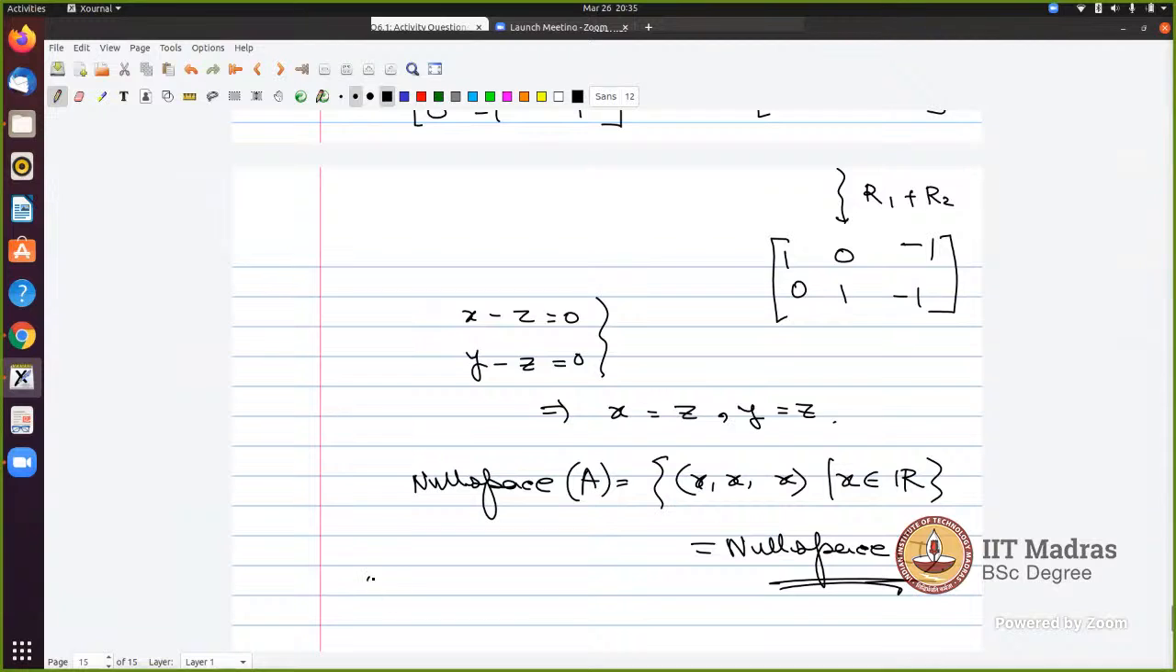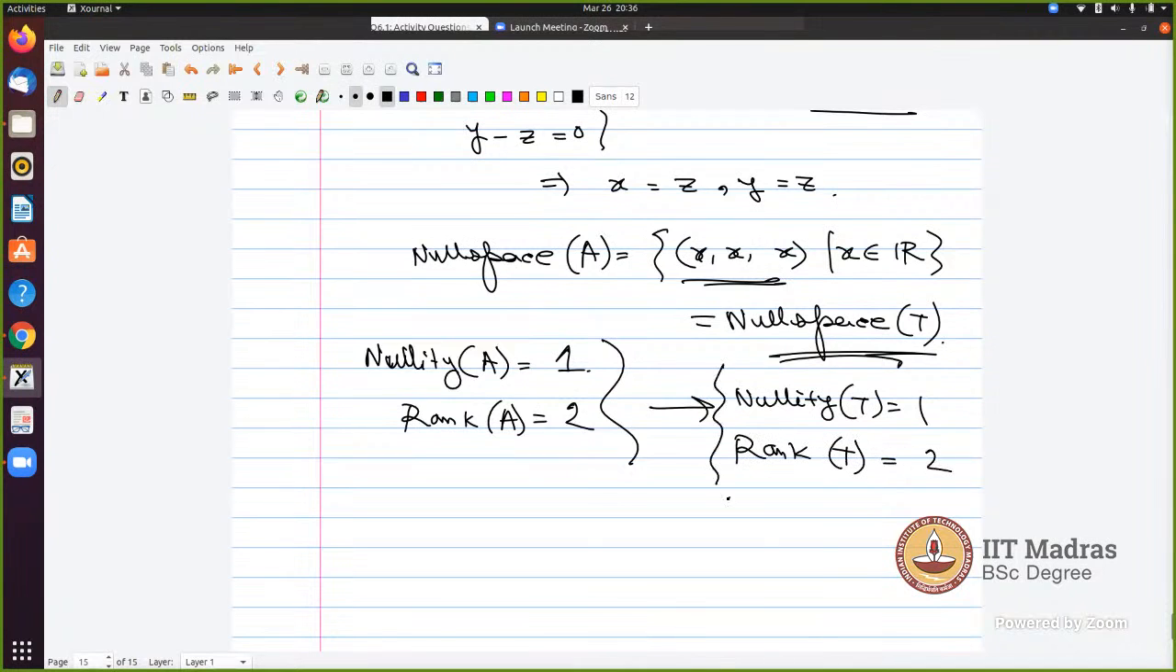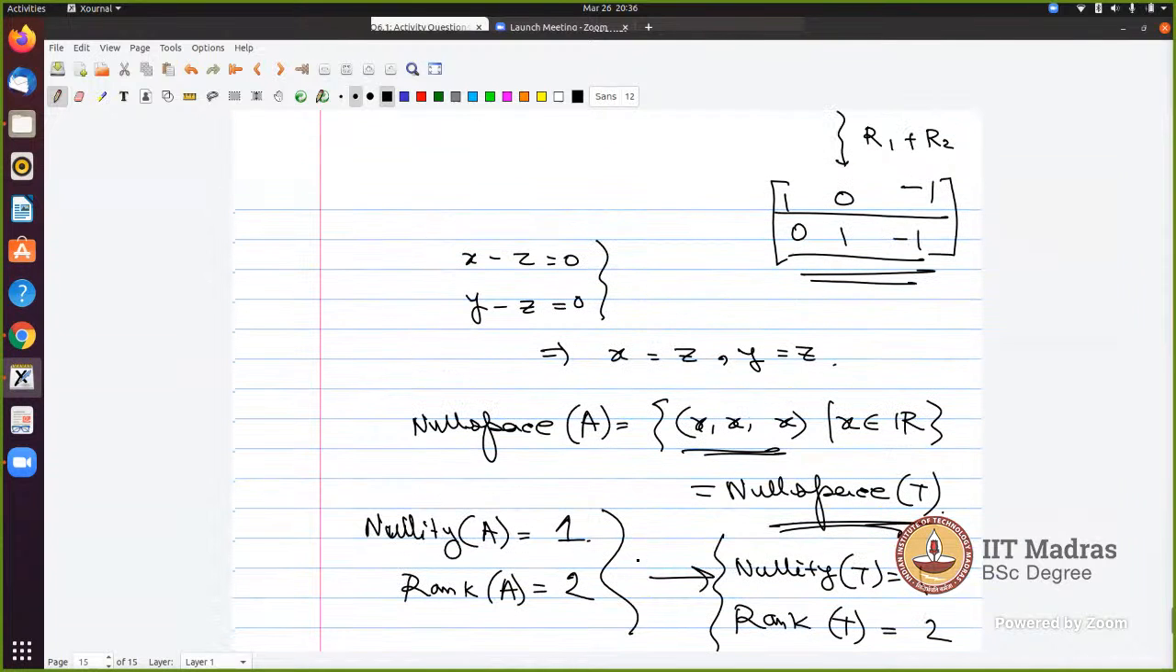Here also, what is the nullity of A? Because the dimension is 1, it is 1. And after row reduction, there are 2 non-zero rows, so the rank of A is 2. So this is the same as the nullity of T and rank of T. But sir, if we have the null space of A and we want to find the null space of the transformation, you have to multiply this null space with the basis to get the null space of the transformation.